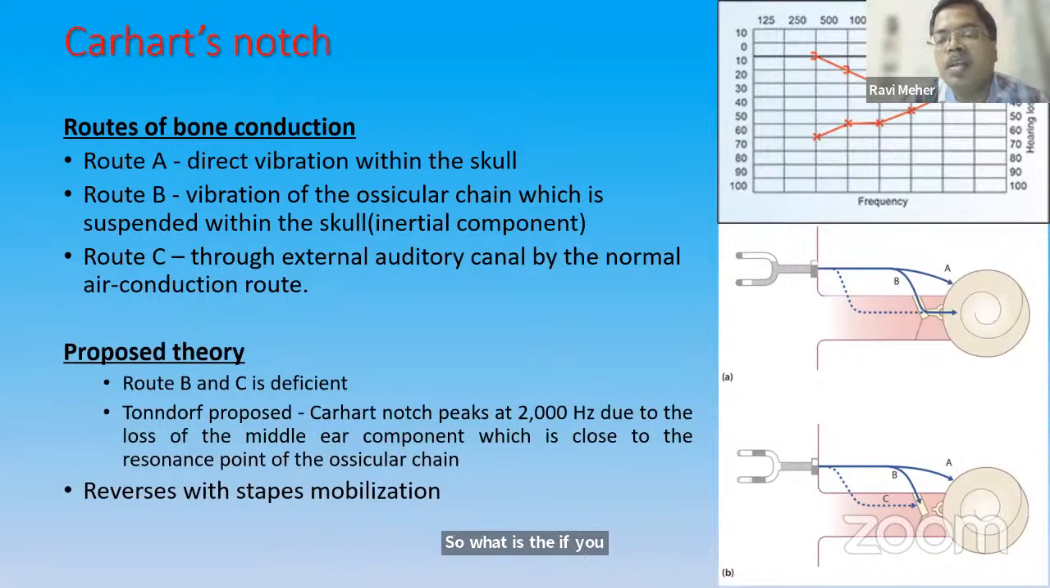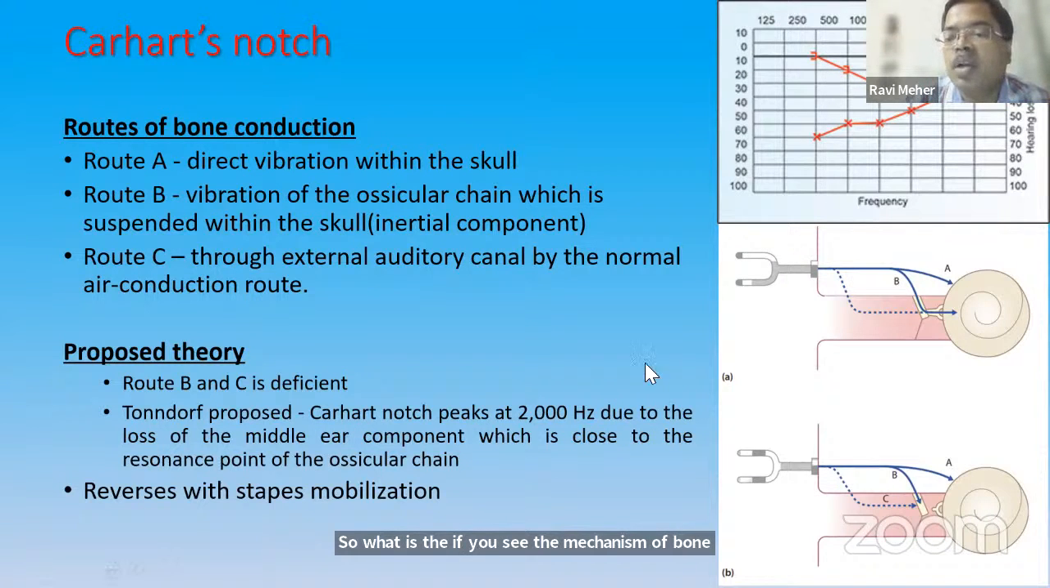If you see the mechanism of bone conduction, there are three mechanisms of bone conduction, three routes rather. So one route is the direct skull vibration. So when you keep the vibrating tuning fork over the temporal region, the whole skull vibrates, and in turn vibrates the cochlea, and the patient is able to hear. So that is route A.